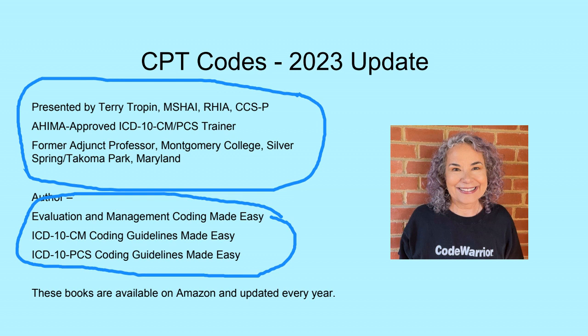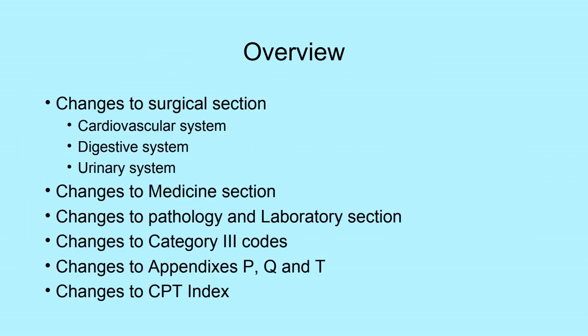So here is an overview of what I'm going to talk about today. There are a few changes in a bunch of different sections of CPT. First of all, in the surgical section, there are changes in the cardiovascular system, digestive system, and urinary system. There are also changes in the medicine section, changes in the pathology and laboratory section, category 3 codes, changes to appendices P, Q, and T, and one change in the index. Some of these are substantive changes. Some are just corrections of typos. But it's important to have all of this and mark up these changes in your books.